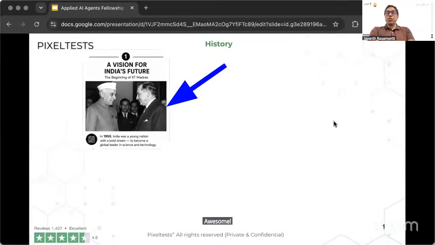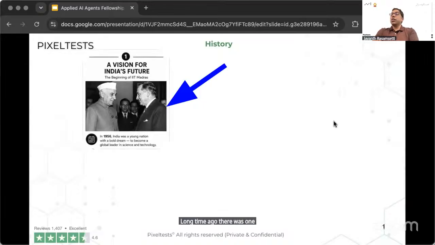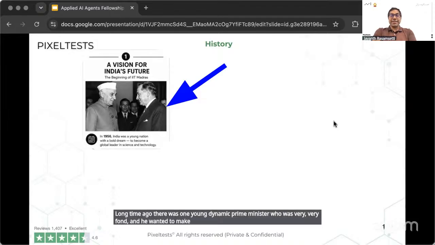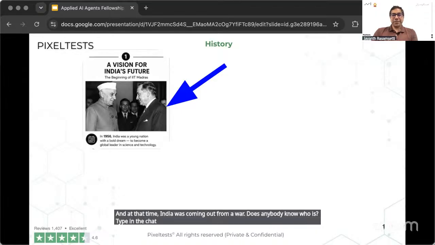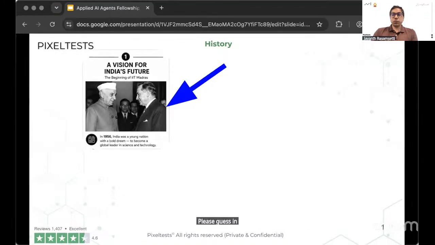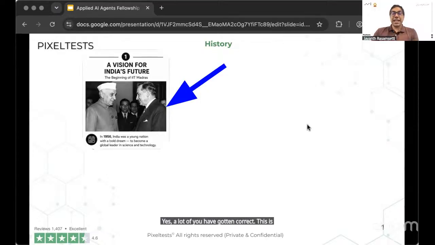Awesome. So here's a beautiful story that I feel has changed the entire trajectory. In 1956, a long time ago, there was one young dynamic prime minister who wanted to take India to the next level. He believed science and technology should be the core of the nation you're building. At that time, India was coming out of a war. Does anybody know who it is? Please guess in the chat box. Yes, a lot of you got it correct. This is Pandit Jawaharlal Nehru, who was the prime minister at that time.